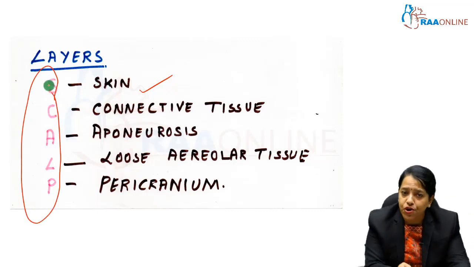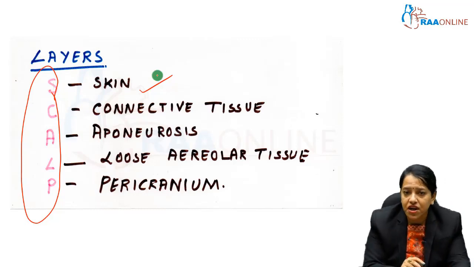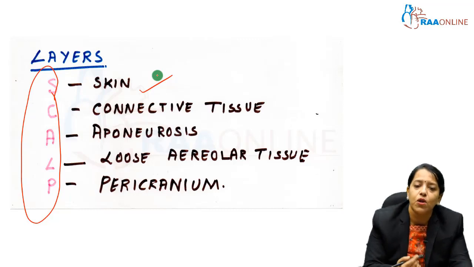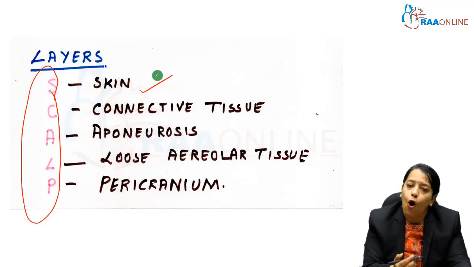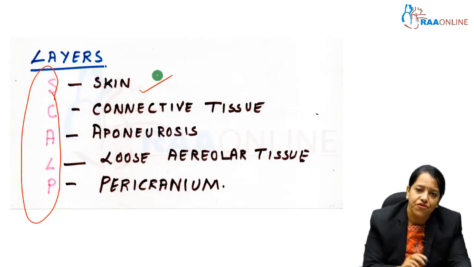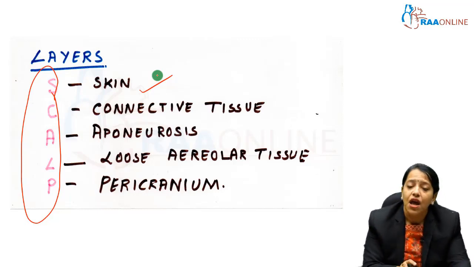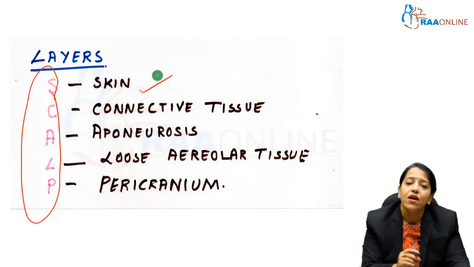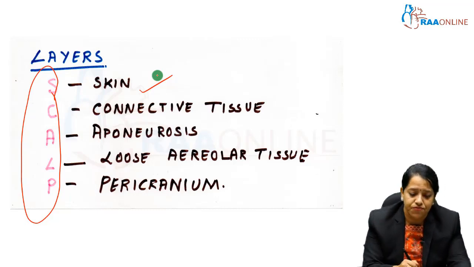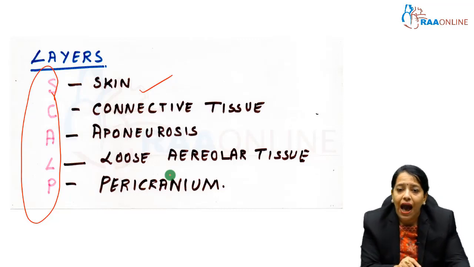Just remember the mnemonic, that is the scalp. S stands for skin. Then we have the connective tissue just below the skin, and then we have the aponeurosis. It is also called the galea aponeurotica, with the occipitofrontalis muscle, where the occipital belly and the frontal belly both are coming. I will be explaining that in detail, and you also have to draw the diagrams when you answer the question in your exam. And then the fourth layer is the loose areolar tissue and the pericranium.